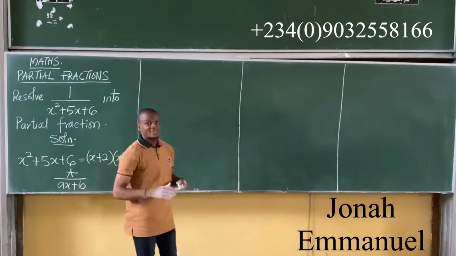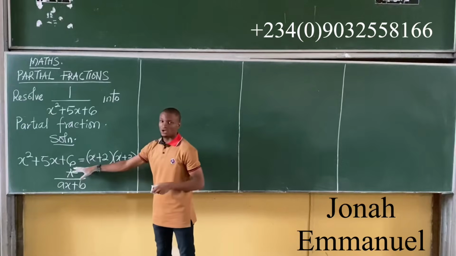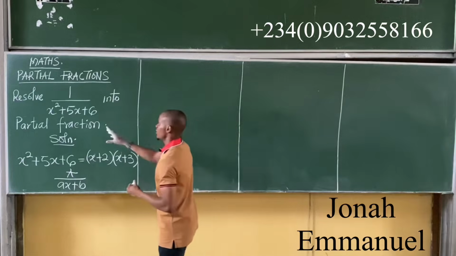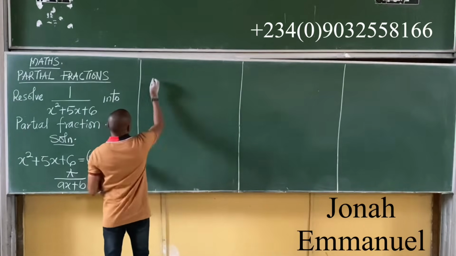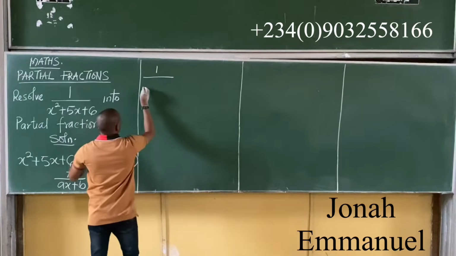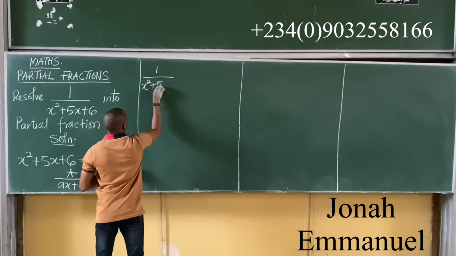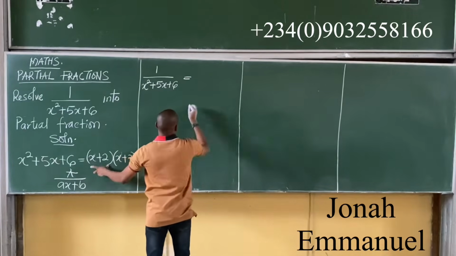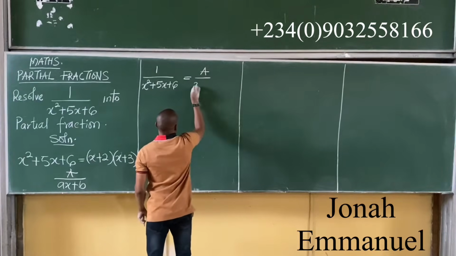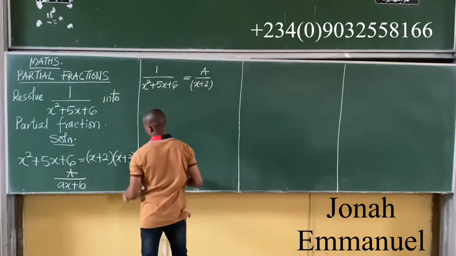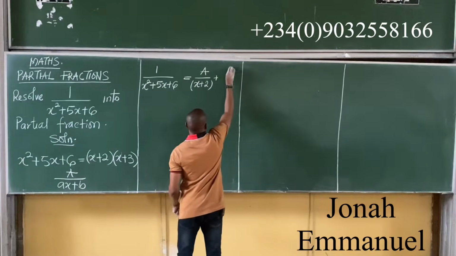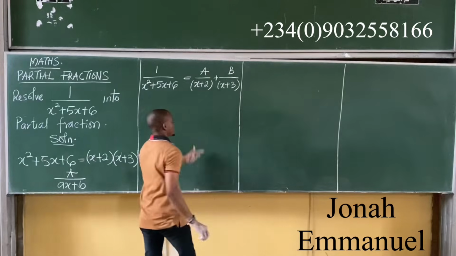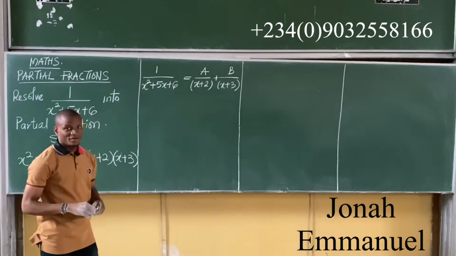So next up, after factorizing the denominator, your next task is to get the form of the partial fraction. In this case, the form of this partial fraction would be 1 all over x squared plus 5x plus 6 will be equal to A over this first one, that's A all over x plus 2. Next up, B to this, so plus B all over x plus 3. So this is now the form of this partial fraction.